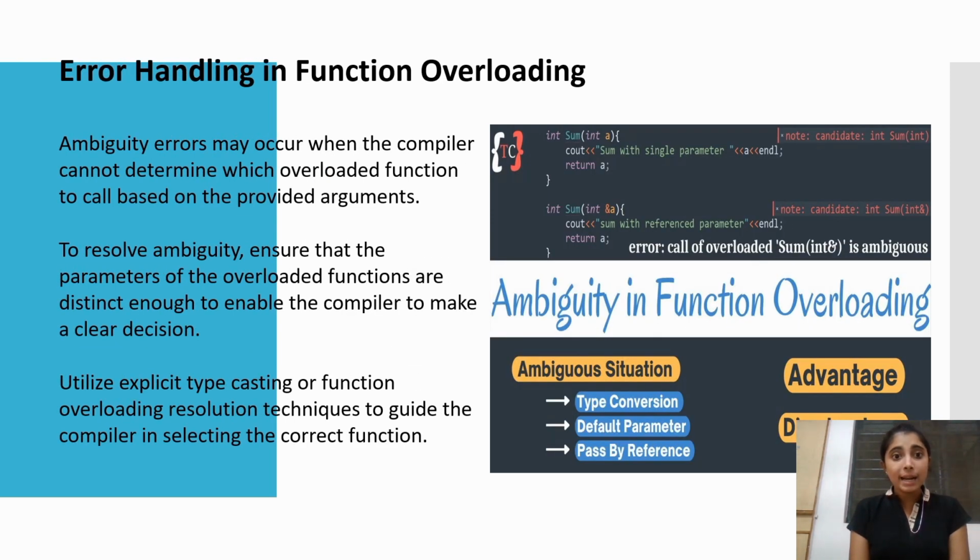Error handling in function overloading. Ambiguity errors may occur when the compiler cannot determine which overloaded function to call based on the provided arguments. To resolve ambiguity, ensure that the parameters of the overloaded functions are distinct enough to enable the compiler to make a clear decision. Utilize explicit typecasting or function overloading resolution techniques to guide the compiler in selecting the correct function.